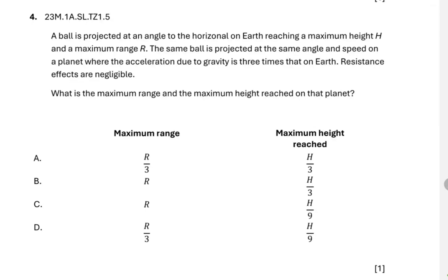A ball is projected at an angle to the horizontal on Earth, reaching a maximum height h and a maximum range r. Okay, cool. So on Earth, you're launching a ball. It is reaching a maximum height of h, and the range reached by the ball on the Earth is r. If you remember the maximum height formula, how do we get this maximum height?